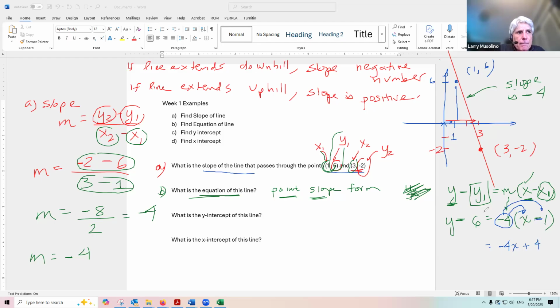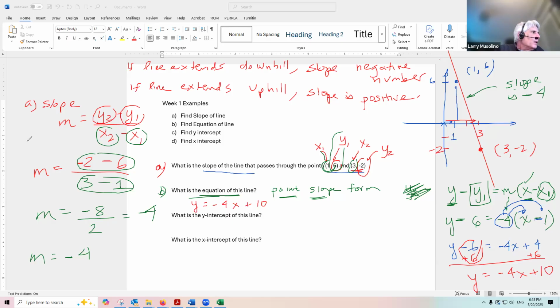One last step. I want to get y by itself. So I'm going to add 6 to both sides because that will get rid of this subtraction of 6. What I'm left with is y equals negative 4x plus 10. So that's the answer to part B, y equals negative 4x plus 10.